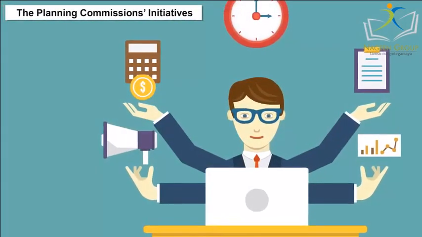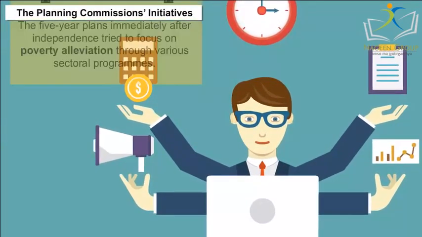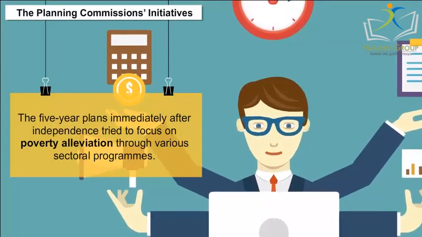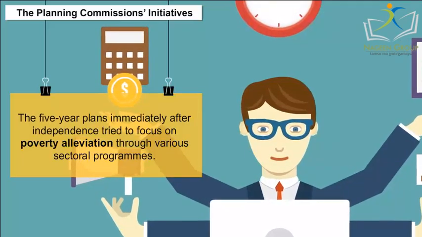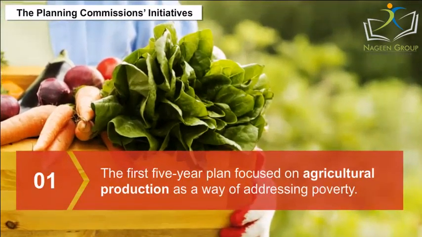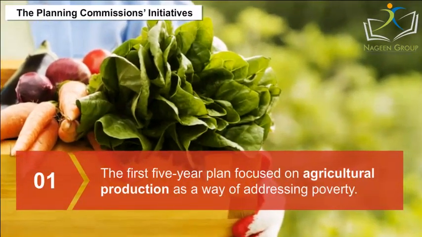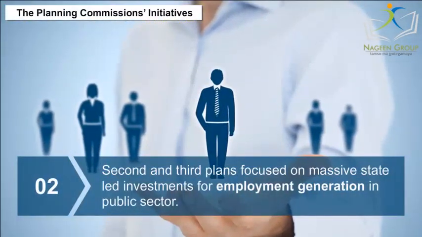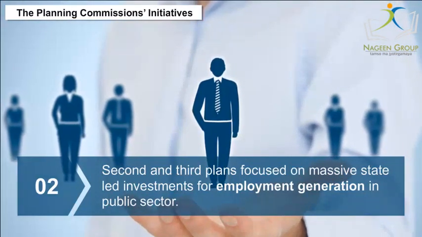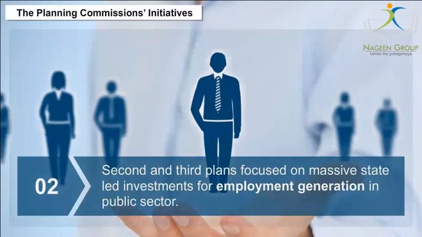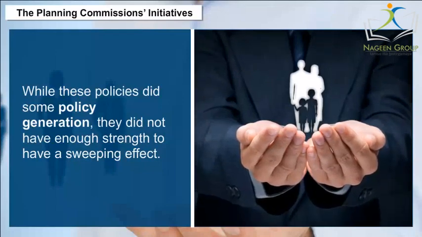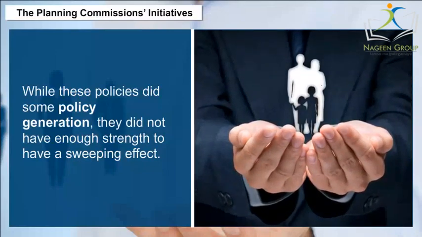The Planning Commission's initiatives. The 5-year plans immediately after independence tried to focus on poverty alleviation through various sectoral programs. The first 5-year plan focused on agriculture production as a way of addressing poverty, while the second and third plans focused on massive state-led investments for employment generation in the public sector. While these policies did some employment generation, they did not have enough strength to have a sweeping effect.